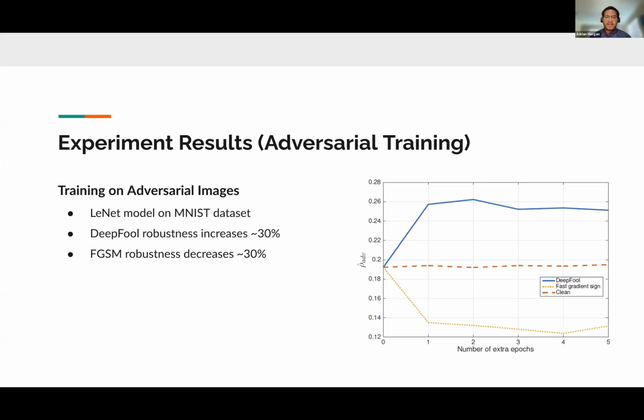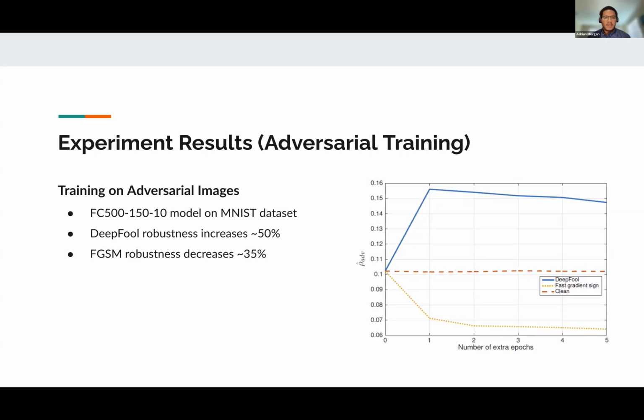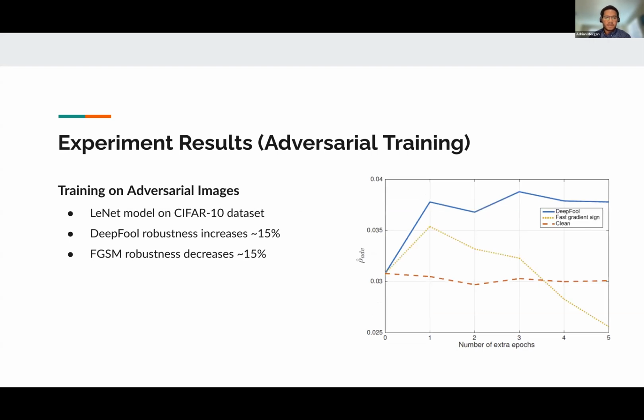So when training the LeNet model on the MNIST dataset, we can see the DeepFool robustness increases by about 30%, while the FGSM robustness decreases by 30%. Similarly, for the fully connected model on the MNIST dataset, the robustness for DeepFool increased by 50%, while the FGSM decreased by 35%. And then for the LeNet model on CIFAR10, for the first epoch they both increase, but then for every epoch after that, the FGSM model decreases.